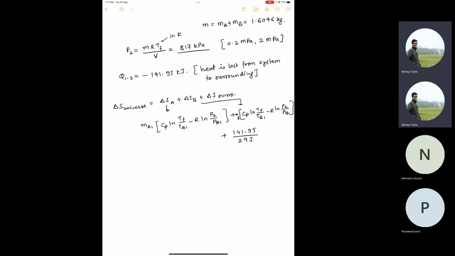Don't get confused. This negative sign is because heat is lost from the system, but for the surrounding it is addition of heat, right? And when heat is added to the surrounding, its entropy should increase. Therefore, it should be a positive quantity. So if you do this calculation, it's a big calculation.